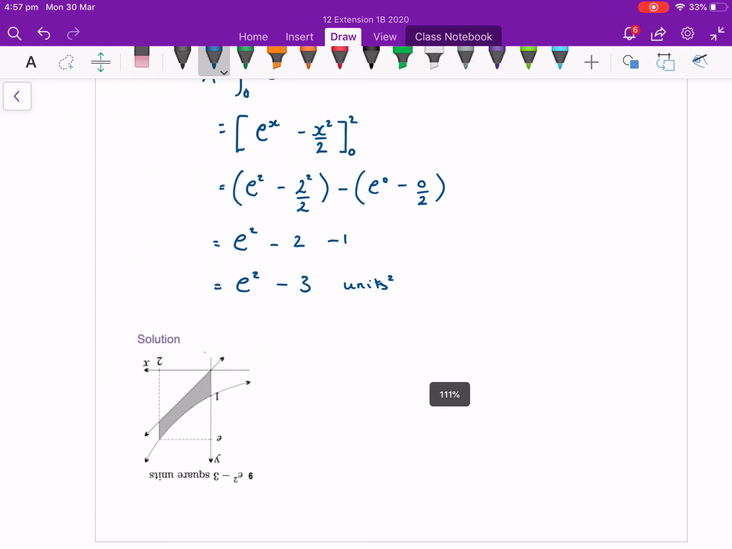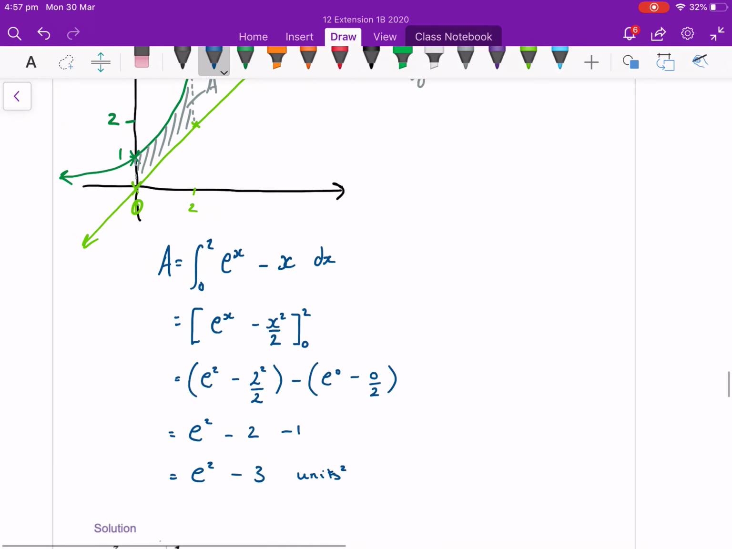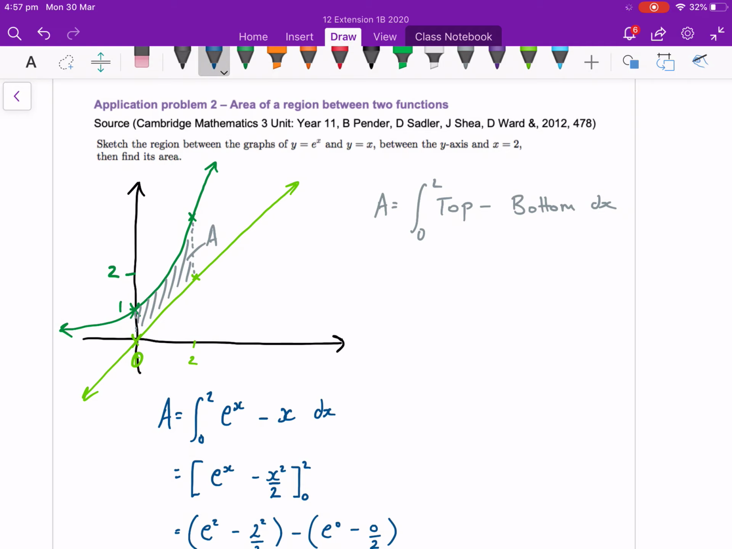Okay, so just to recap again, the sketch doesn't have to be perfect. You're not being marked on the sketch. The sketch is just there because you need to know which function is the top and which function is the bottom. That's why we had to test those points, just to check which function lies above the other one. And then from there, it becomes a case of just subtracting the bottom away from the top. And again, we can write that as a single integral in this case, because we're integrating between the same x limits for both functions.